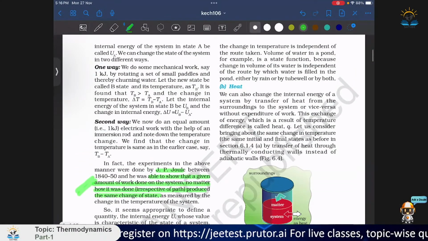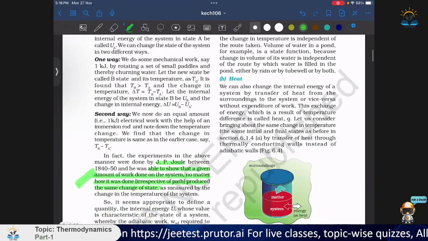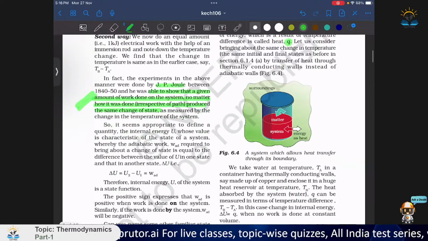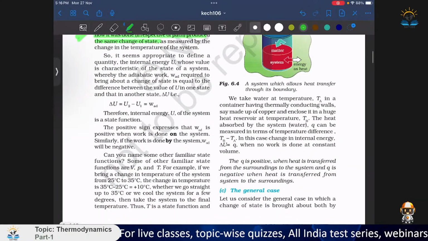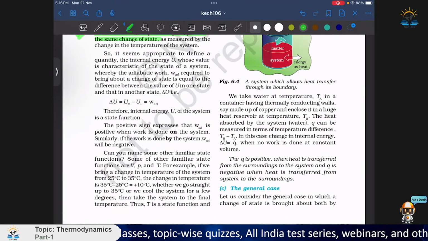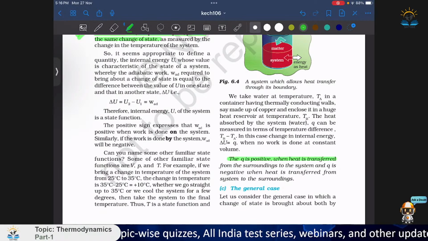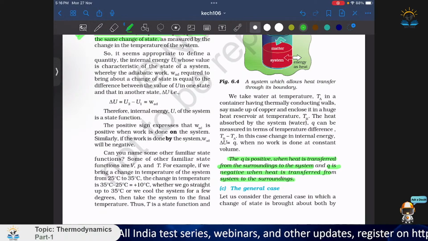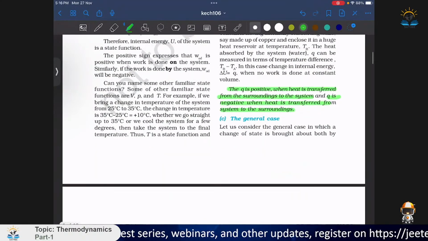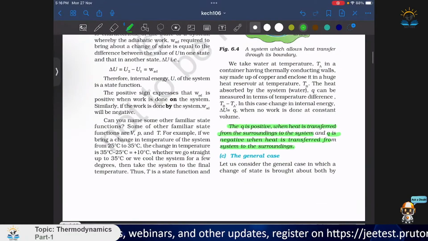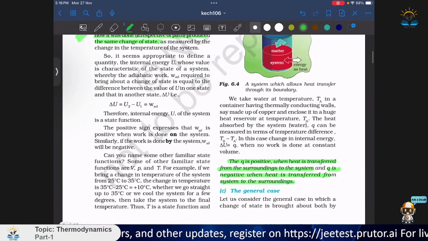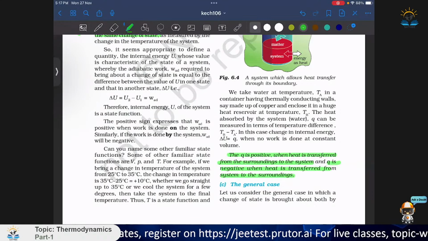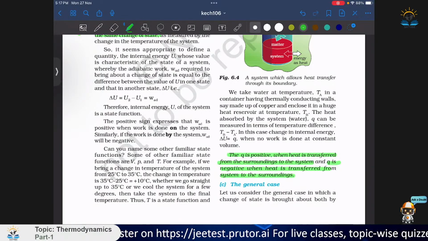The second term is heat. We can also change the internal energy by transfer of heat. Heat is usually denoted by Q. Apart from the adiabatic wall, all other walls and systems can transmit heat. If Q is positive, heat is transferred from the surroundings to the system. If Q is negative, heat is transferred from the system to the surroundings. So if you don't do any work but are still changing the internal energy, then there is only one possible way: you have given in heat or you have taken out heat.